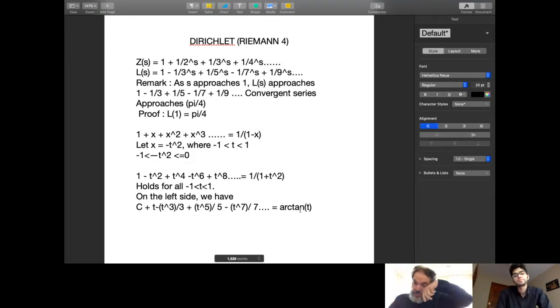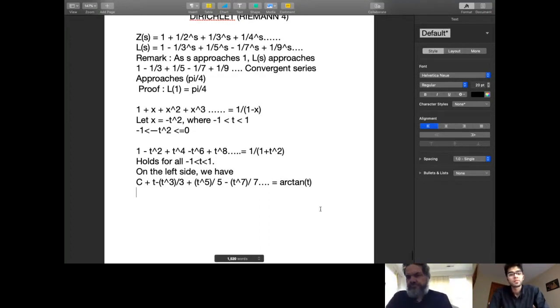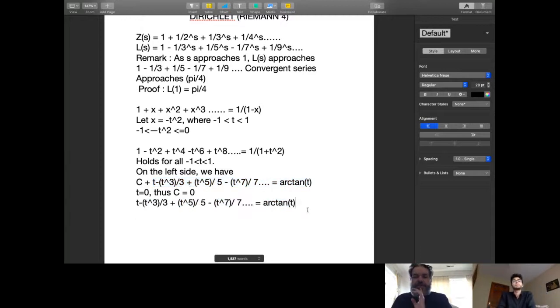Now, again, the next step is to find the constant. To find the constant, we just let t equal something that is allowed, something in the interval. t equals 0 is easiest. Then on the left side, everything vanishes except for the constant. On the right side, we get arctangent of 0, and that's 0, because the angle whose tangent is 0 is 0. So C equals 0. Now that we know C is 0, we can remove it and get an identity. We have this identity in the open interval (-1, 1).